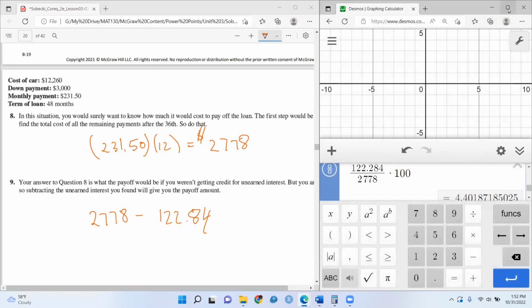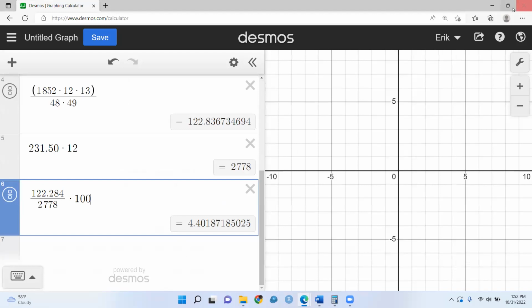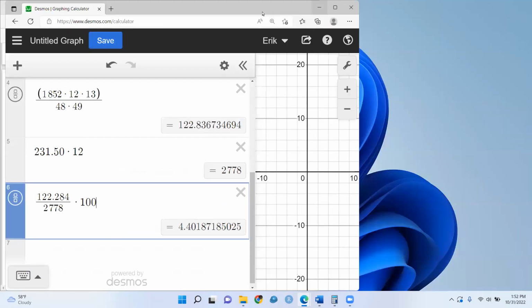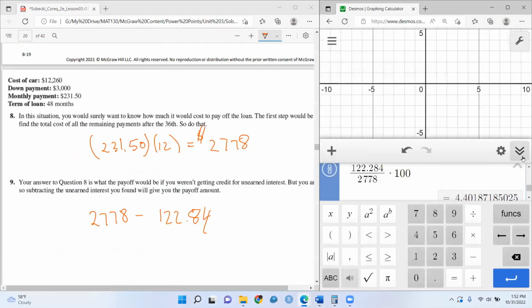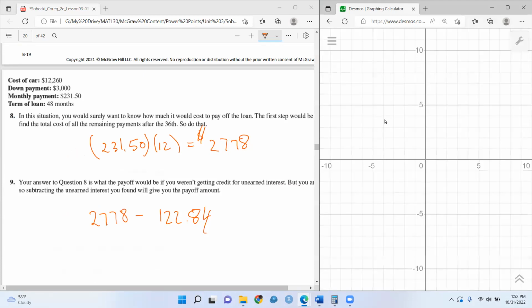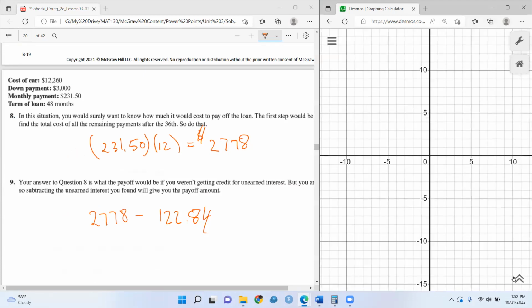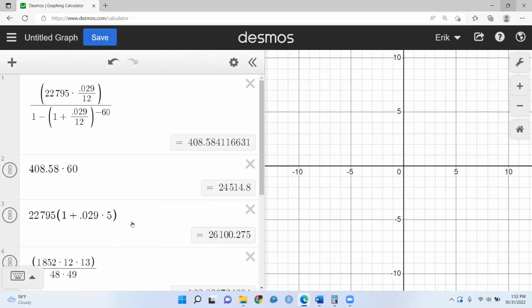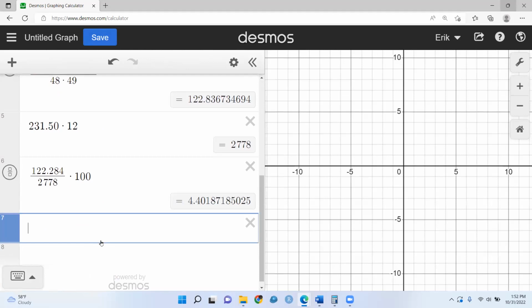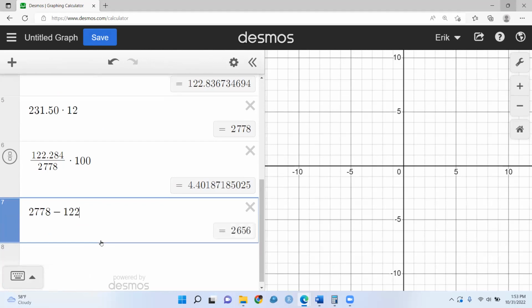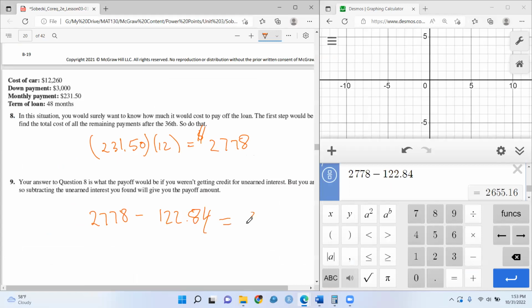Okay, there we go. So we're going to take the 27.8 minus 122.84, and the total we would have to pay is 2655.16.